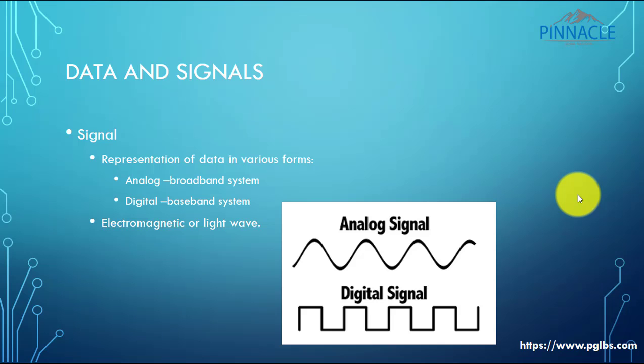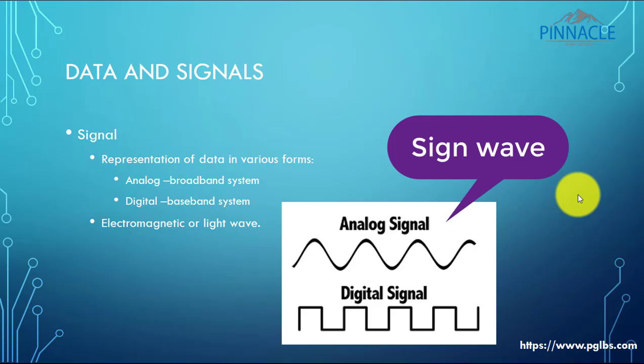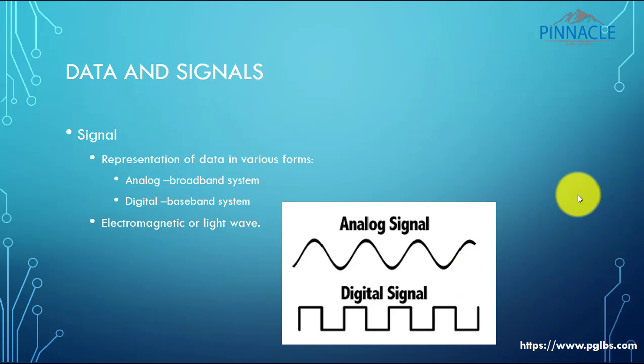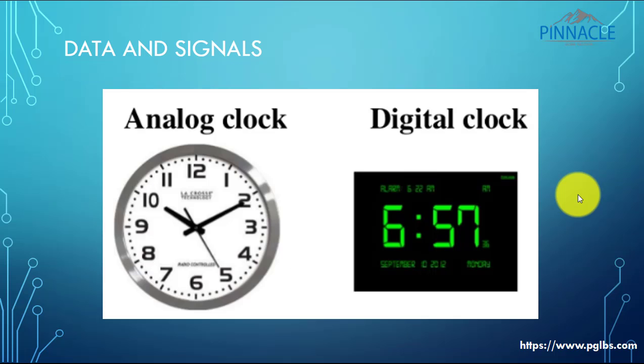Now going back, I have given you the picture of both analog signal and digital signal here. An analog signal is represented in the form of a sine wave. Every sine wave will have a positive half cycle and a negative half cycle, and a digital signal is represented in the form of a square wave. Know that analog signals are always continuous, whereas digital signals are discrete, which means that they are not continuous.